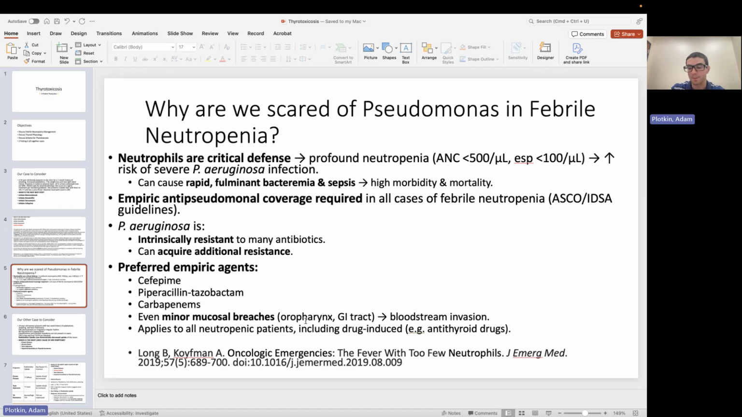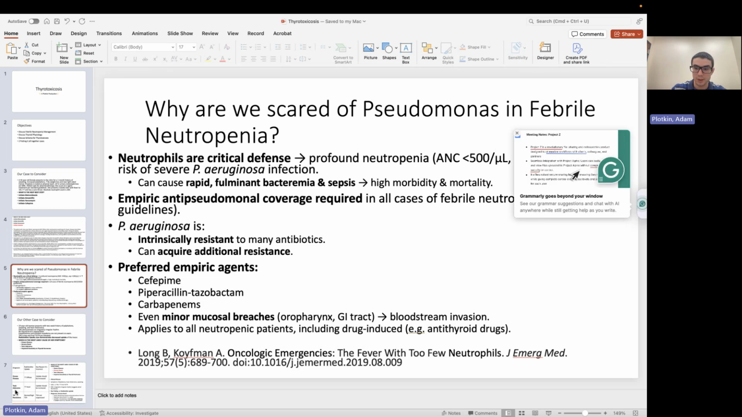Let's cover for Pseudomonas. Step 1, they might just ask you which bacteria. You're going to say the gram-negative rod that's oxidase positive. All right, so please remember that.